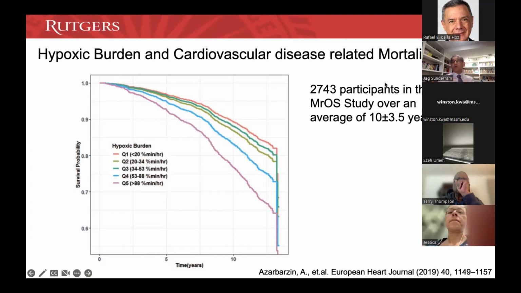Again, average of about 10-year follow-up, over 2,700 participants. You see that in the fifth, in fact, there is a linear relationship between the hypoxic burden and survival probability. So clearly there is a relationship between hypoxic burden and cardiovascular disease related mortality.